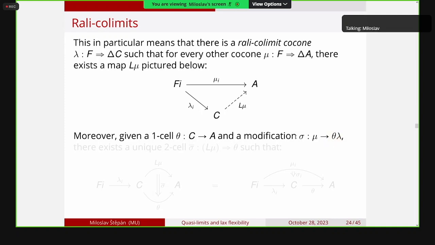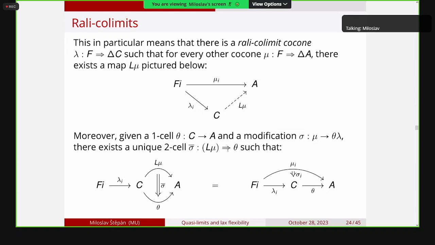I will tell you what a modification is. Then there exists a unique cell sigma bar. So what's a modification in this case? A modification is a collection of these two-cells that satisfy some equations. And I require that there exists a unique two-cell such that if I precompose it with the legs of the colimit cocone, then it's equal.